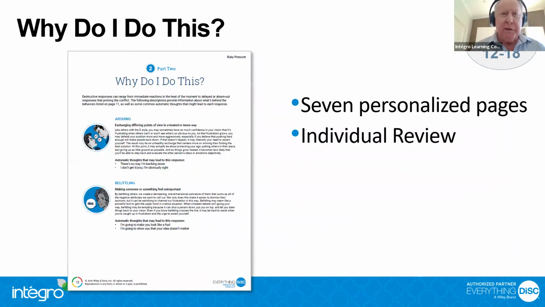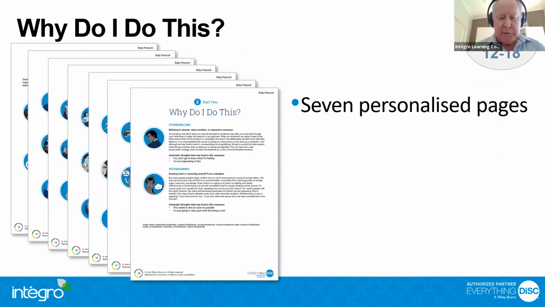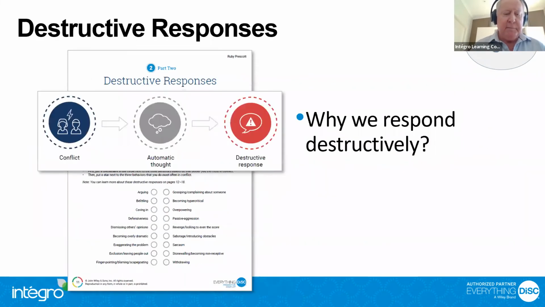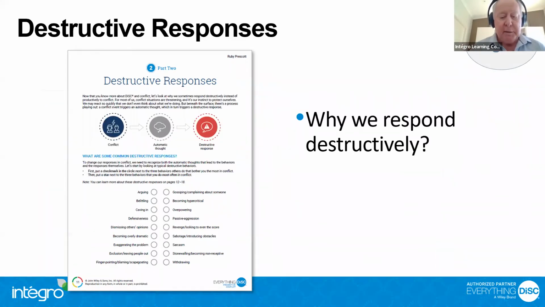Okay, I just skipped over a slide here because I was in a hurry to get to where I wanted to go. Let me just go back there for a sec. This slide here. Okay, so this is the actual process that results in a destructive response. This conflict occurs, I have automatic thoughts, and I just react, and then I get that destructive response. All right, so they're the destructive responses.